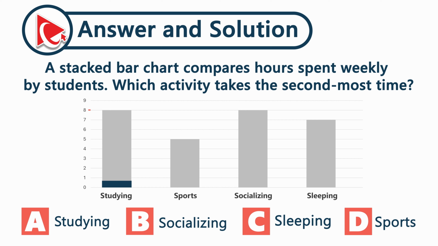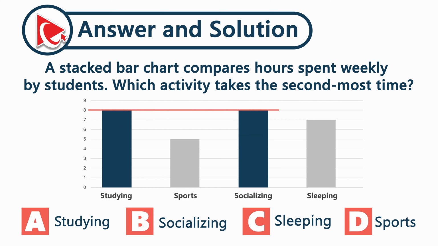Let's break it down. Studying and socializing are tied at the top, each with 8 hours. Sleeping follows closely behind at 7 hours. That places it firmly in the second position. And the correct answer here is choice C, sleeping.